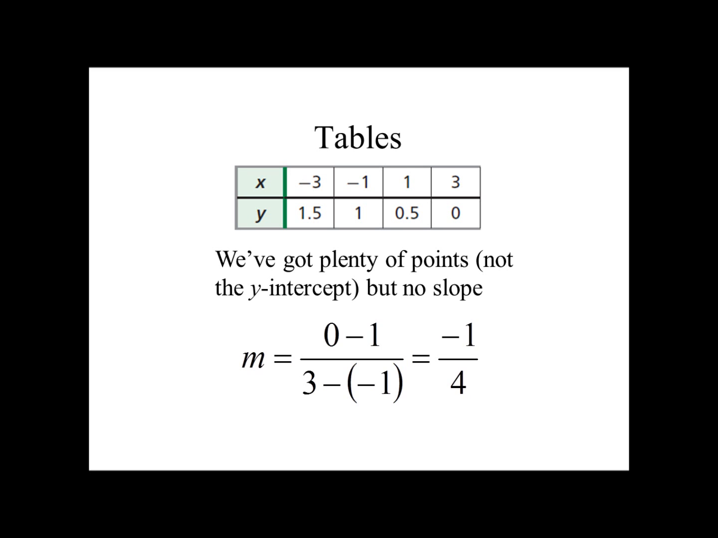So here, using our point 3, 0 and negative 1, 1, we find out that our slope is negative 1/4. Now you're going to find that exact same slope no matter which 2 points you use from this data. So just go ahead and use the easy points. You probably want to stay away from those decimals.